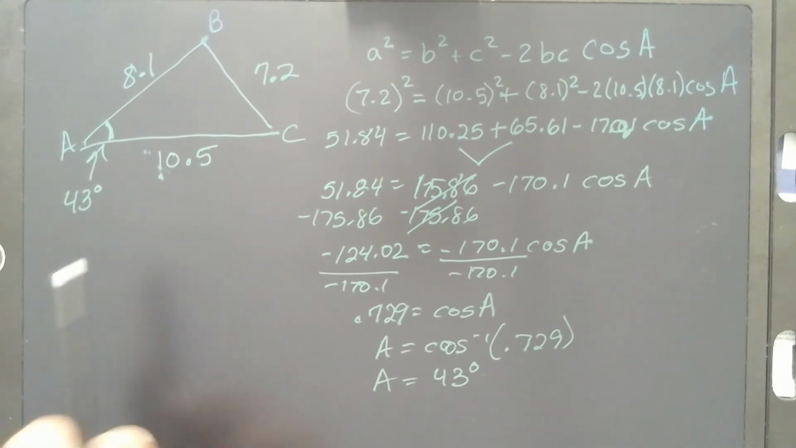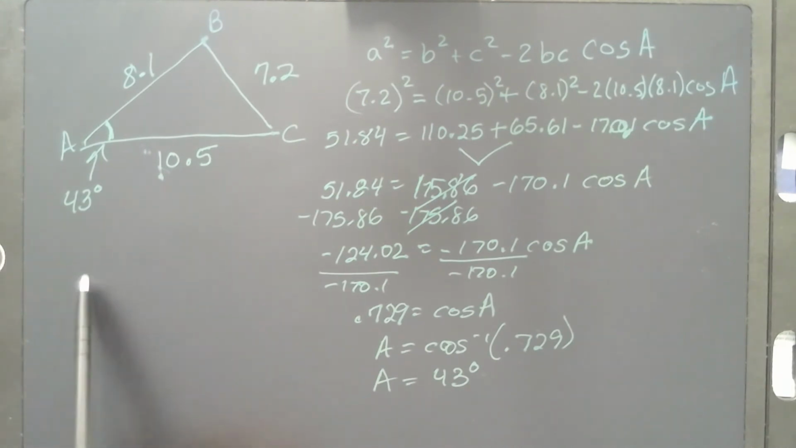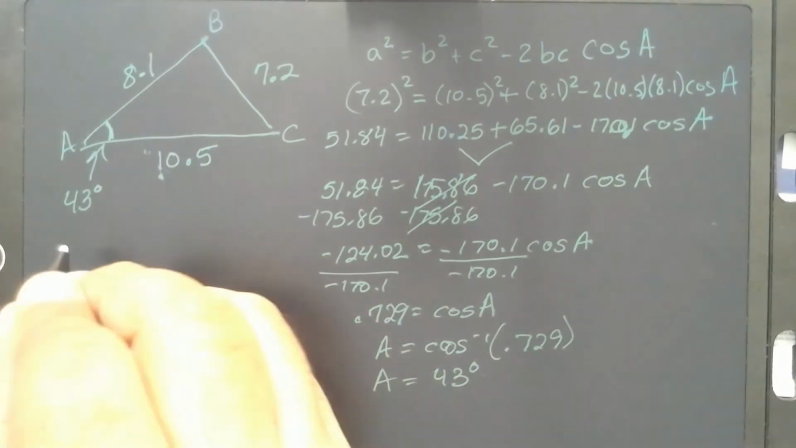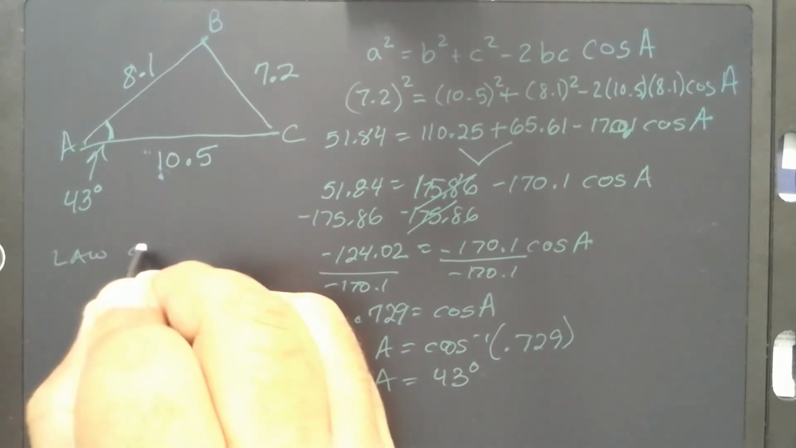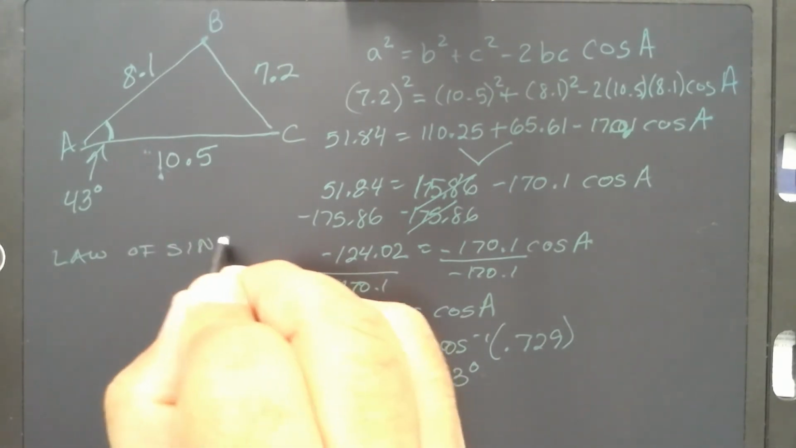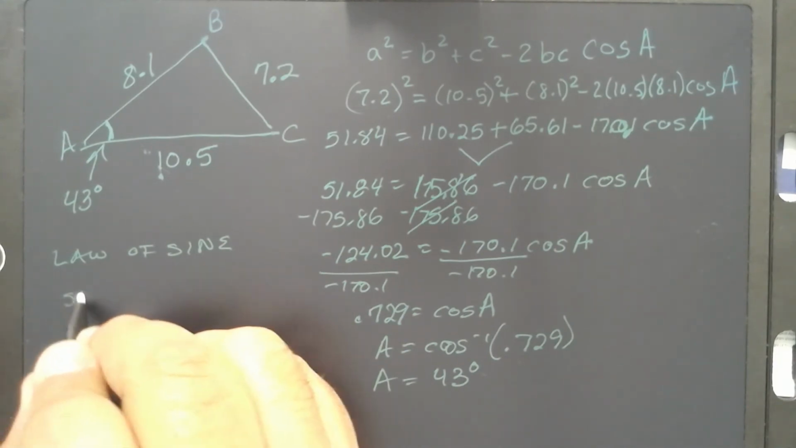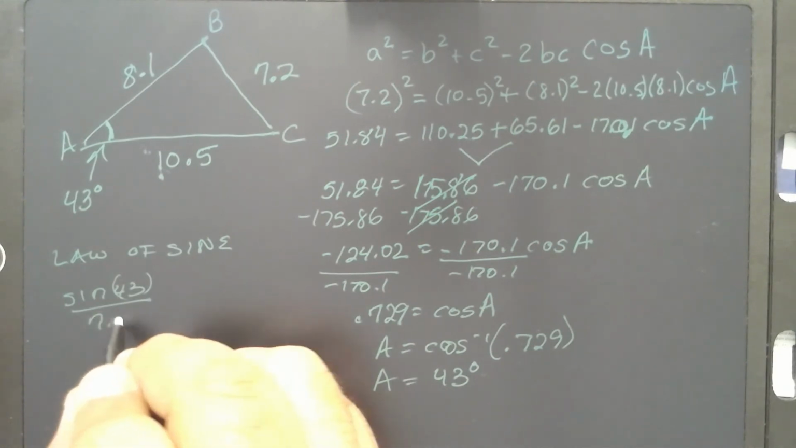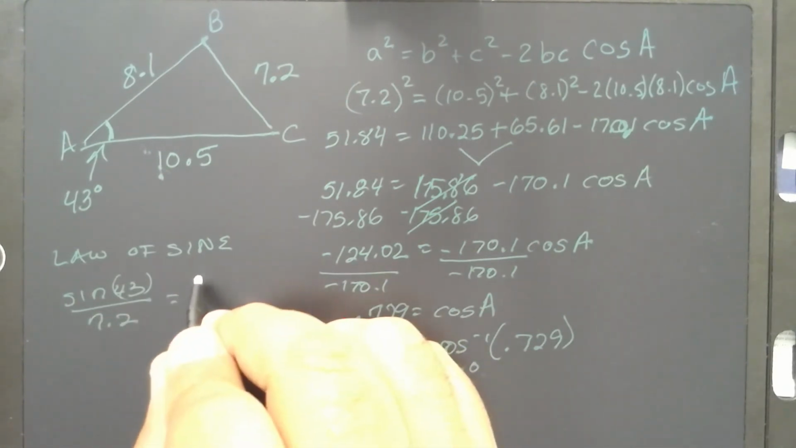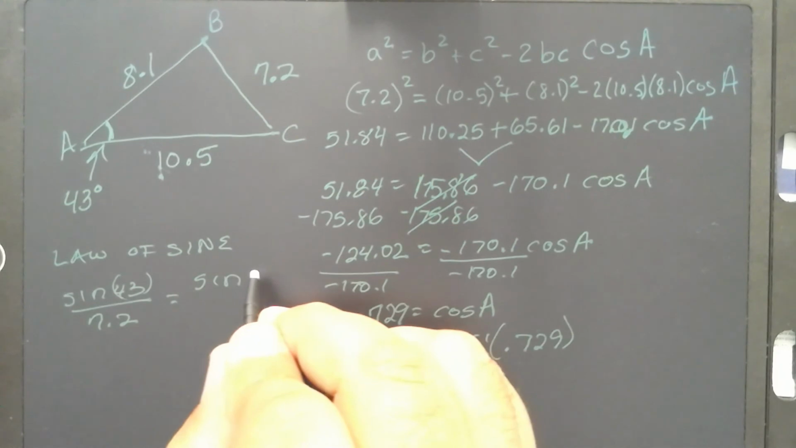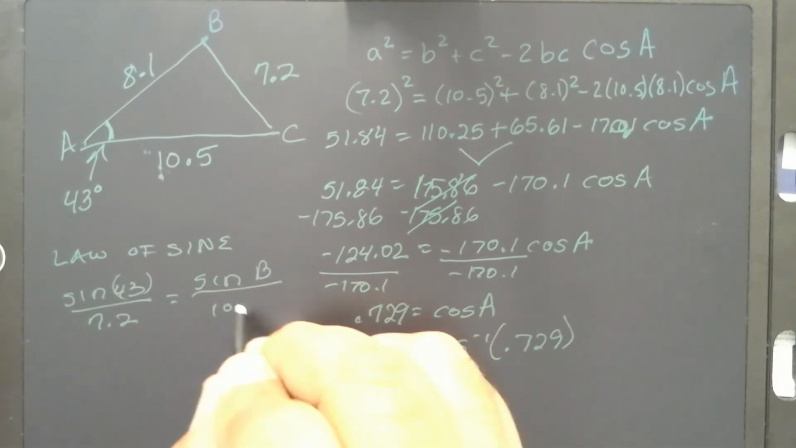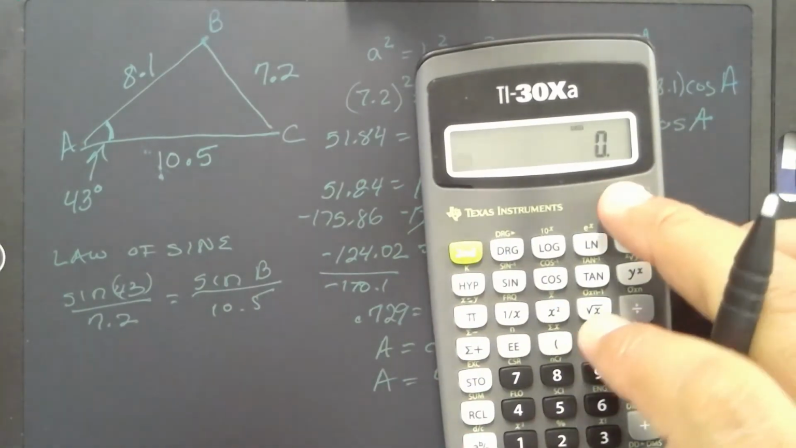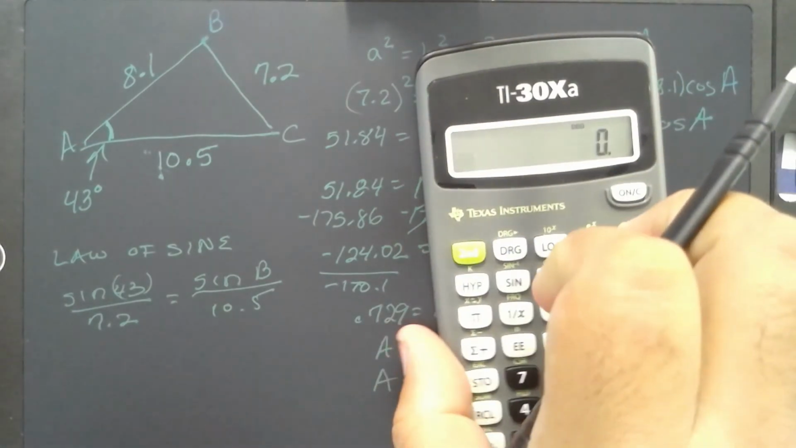So in this case, once you have the first angle, you could use cosine again to find the second angle, or we could use the law of sine. So this will be sine 43 degrees over 7.2 is equal to sine B over 10.5, which is a whole lot faster. So we're gonna go ahead and find it.